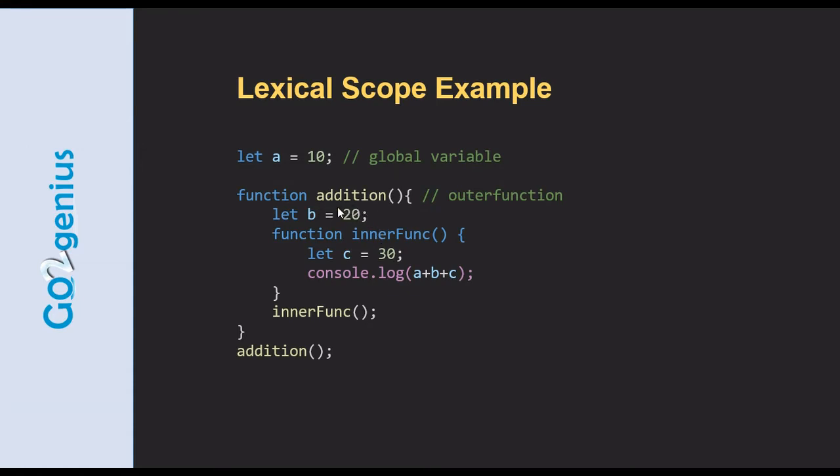Again it will look for the a variable. So again it will go one level up, outside of the parent function. So now it will look in the global context, and here this function will find the reference of the a variable.